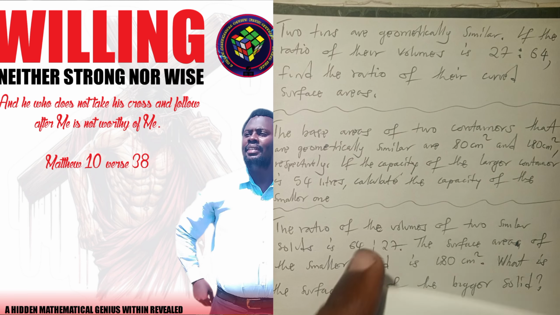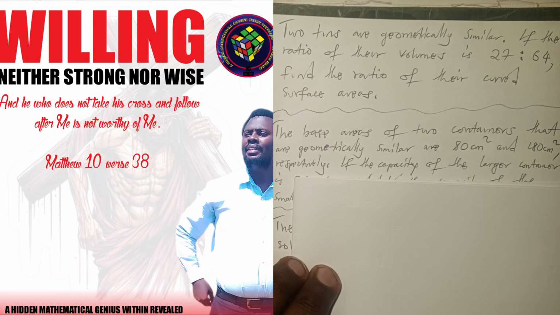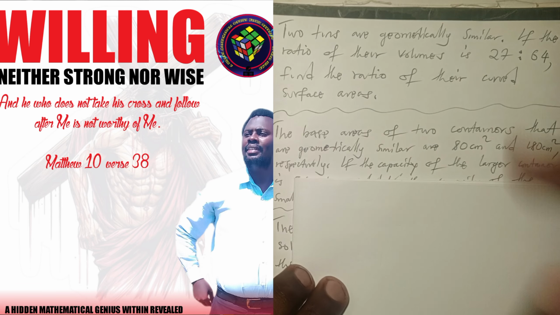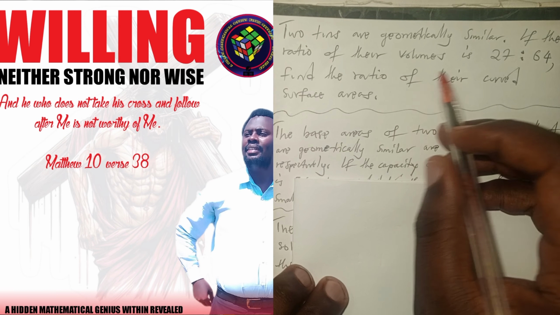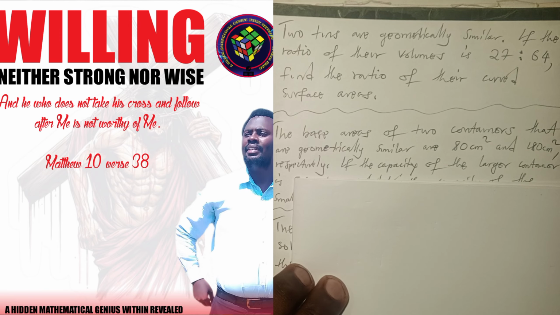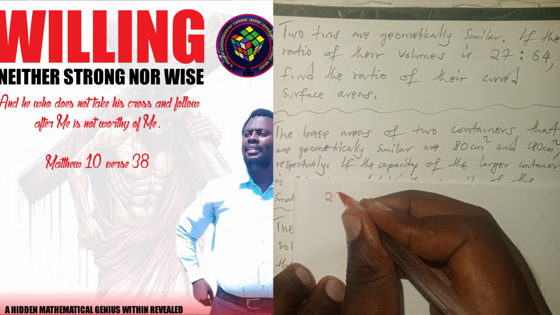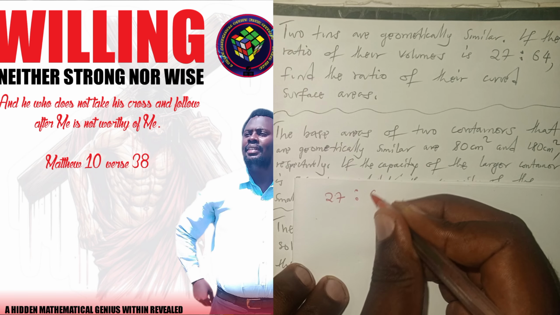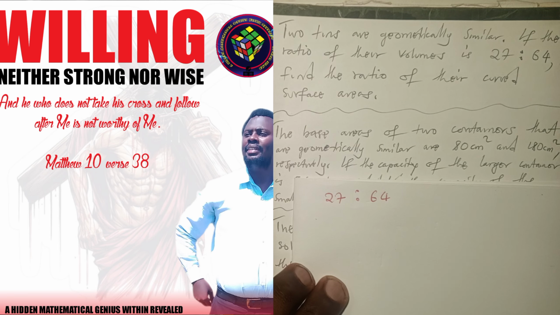Okay, we have two tins that are geometrically similar if the ratio of their volumes is 27 to 64. Find the ratio of their curved surface areas. Okay, so since we have a ratio of volumes, this ratio of volumes should be converted to a ratio of sides. Then from the ratio of sides, we can get the ratio of areas.